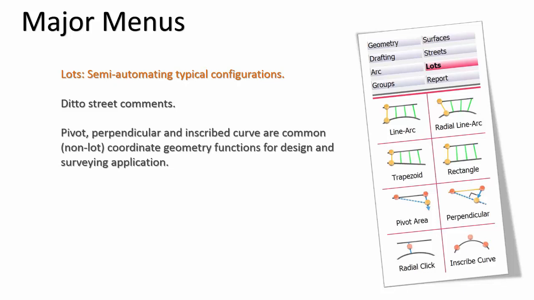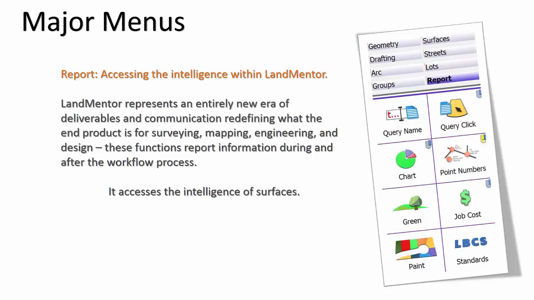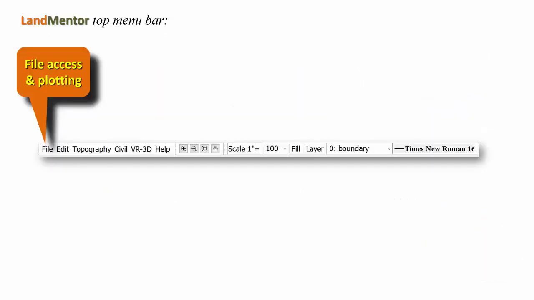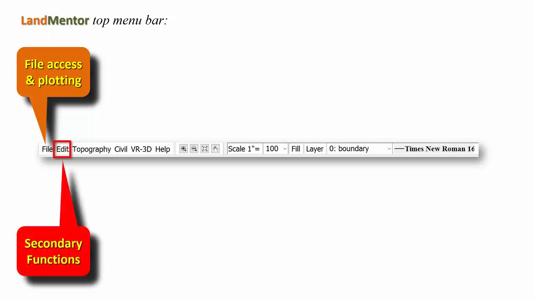So pivot, perpendicular, inscribed are non-lot geometry functions. They're more surveying applications, and so a lot of that is in the lot menu. Reporting accesses the surface intelligence. Information is reported to not only you as you're working on it to see how efficient your work is or how efficient the design is, but if you're a city, to start analyzing how inefficient the design is for other applications. Top bar menu, file and plotting is accessed, typical of other packages.